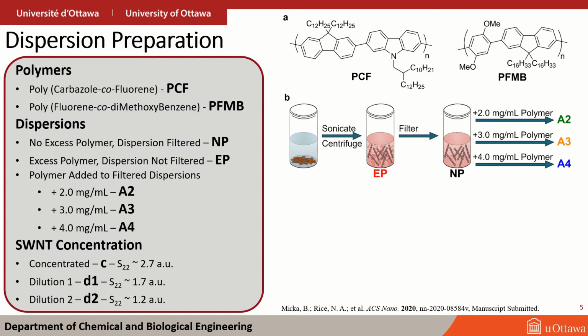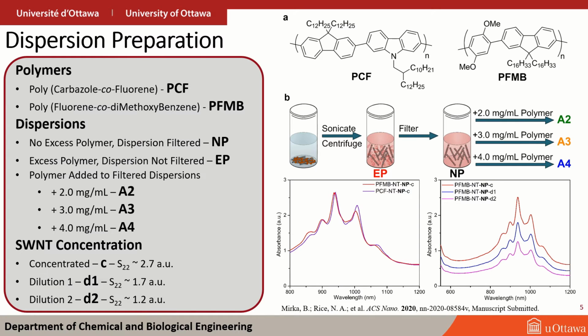Next, we took some of the no excess polymer dispersion and added controlled amounts of polymer in order to compare the performance to excess polymer dispersions. Lastly, we divided all of the dispersions into 3 nanotube concentrations using the carbon nanotube S22 peak height for reference, which can be seen in the absorption spectra.